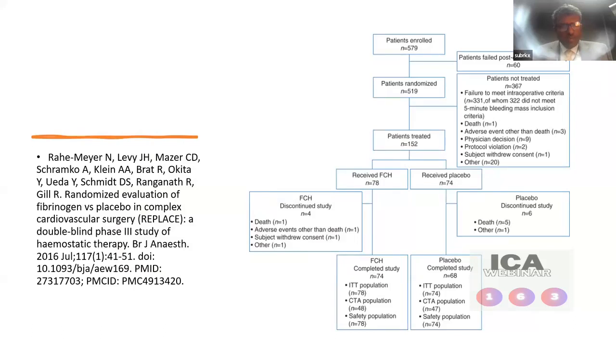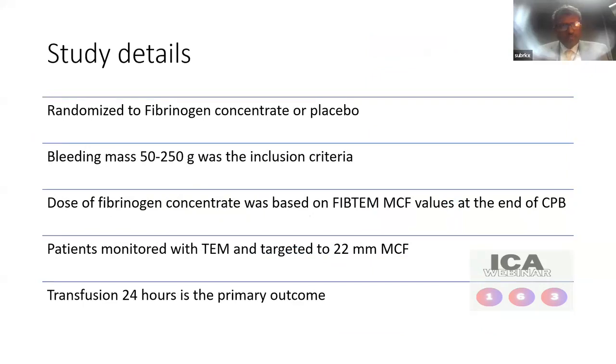There is another study published in a British journal. Again, they used the same criteria, 50 to 250 gram bleeding was the inclusion criteria. Dosing of fibrinogen concentrate was based on FibTem on the TEM monitor, maximum clot firmness values at 22.